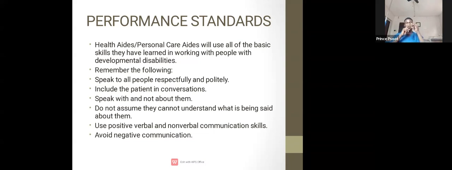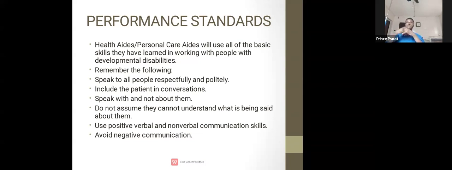And remember the following: speak to all people respectfully and politely. Being polite and respectful is not reserved only for those who are developmentally disabled, but for everybody. Speak politely. And specifically the people we are taking care of, our patients who are developmentally disabled. So you include the patients in conversations.